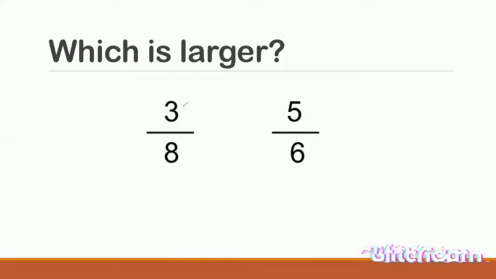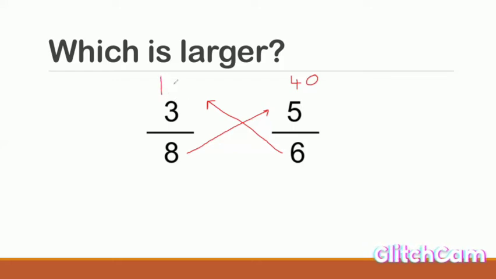My first fraction is 3 out of 8 and my second fraction is 5 out of 6. So what you have to do is a kind of cross multiplication here. See the way I have drawn the arrows. Now you have to multiply like this. See, 8 times 5, on top of 5 you write the answer. 8 times 5, it's 40. The next one, 6 times 3. 6 times 3, it's 18.